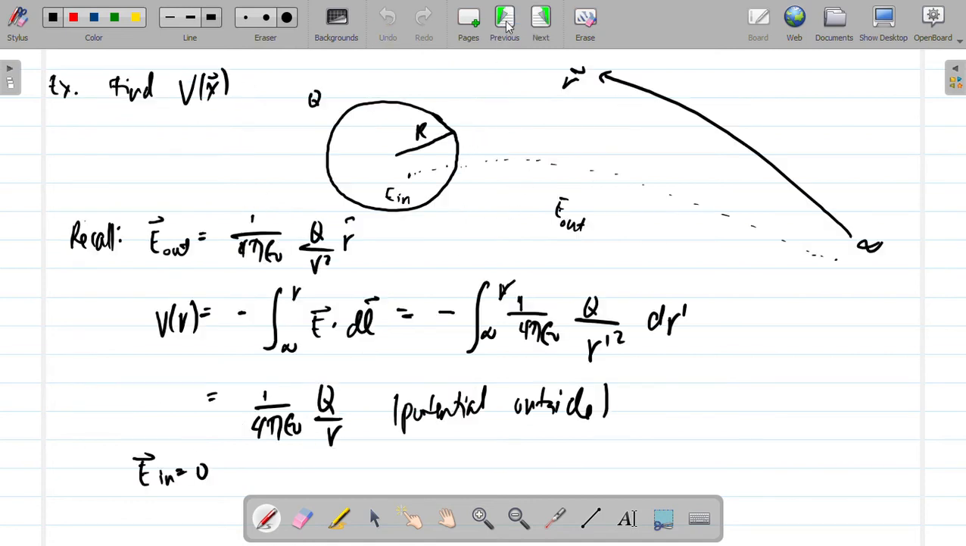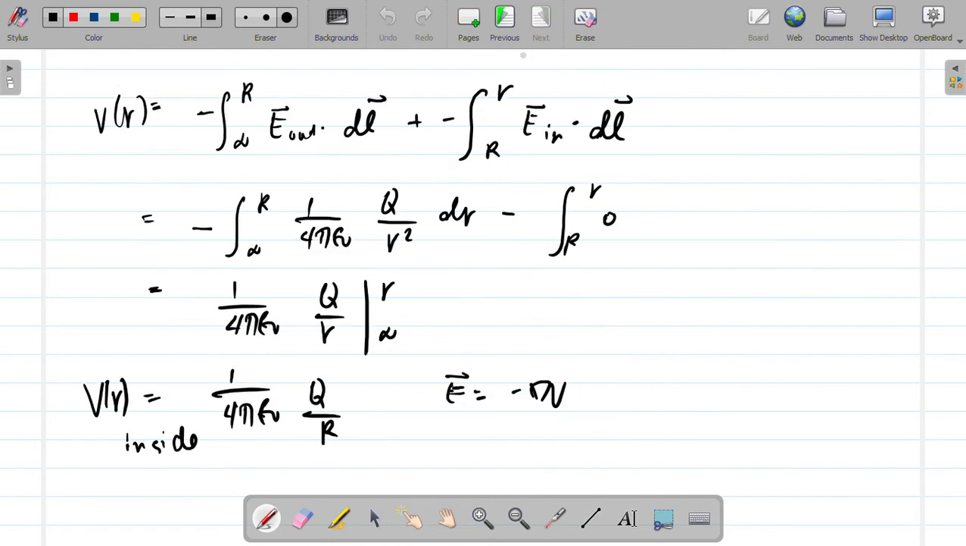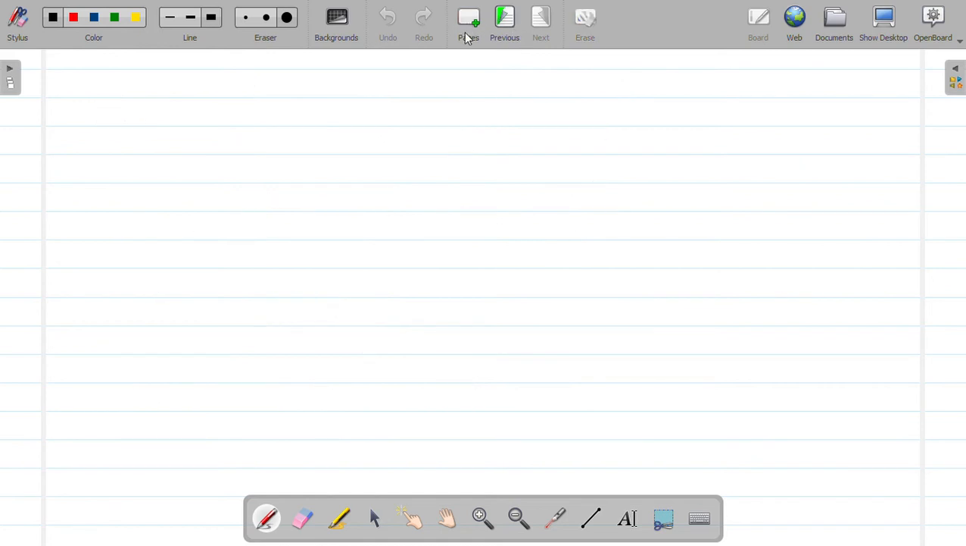So, dito naman sa previous, kapag kinuha mo yung gradient nito, babalik ka dun sa kq over r squared na electric field. Okay. So, next, let's discuss Poisson's equation and Laplace equation. So, recall, E equals negative del V.